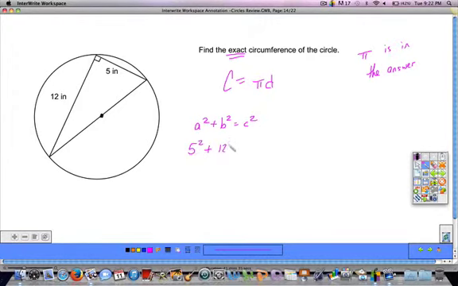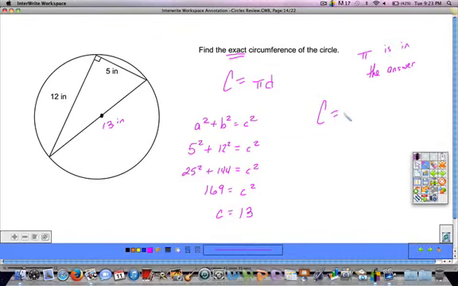So 5 squared plus 12 squared equals c squared. It's 25 plus 144 equals c squared. 169 equals c squared. Pause it if I'm going too fast. So c must be 13. Take the square root of both sides to get c by itself. So that's 13, that's the diameter, that's inches.